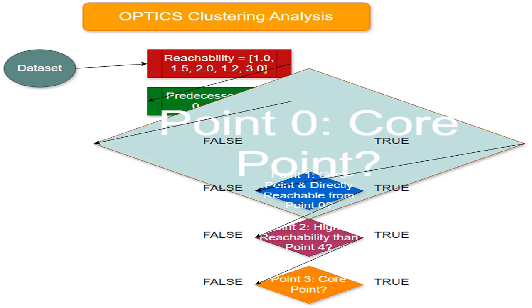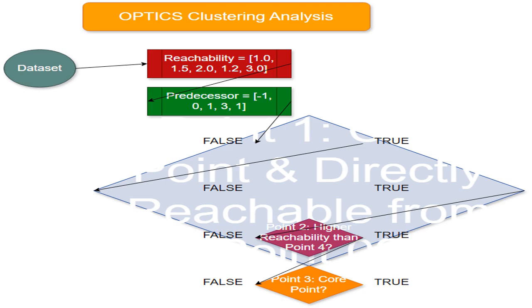I look at the predecessor array. Point 0 has a predecessor of -1, indicating that it's a starting point in the OPTICS algorithm. This implies it's a core point because the algorithm started with it. A core point has enough nearby points within a specified radius. Point 1's predecessor is 0, meaning it's directly reachable from point 0. Its reachability distance, 1.5, is finite, suggesting it's also a core point. A core point has a finite reachability distance. Think of it like this: point 0 led me to point 1.